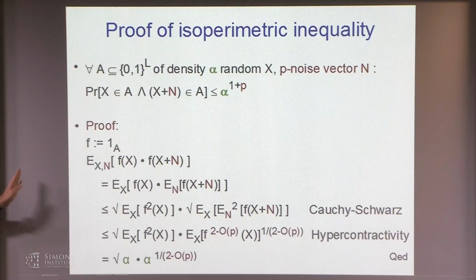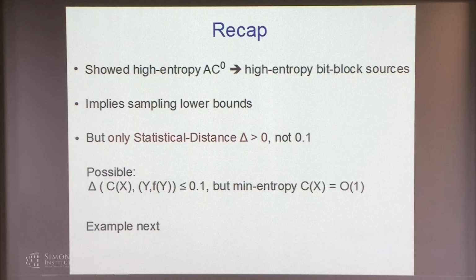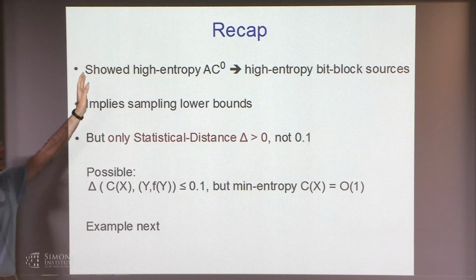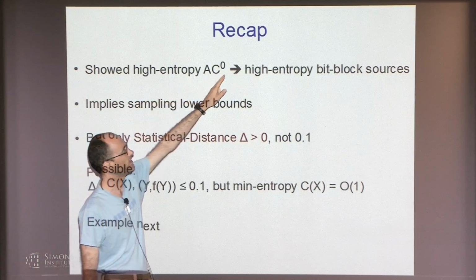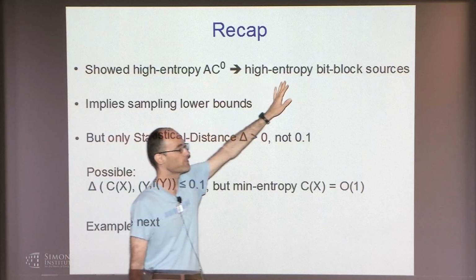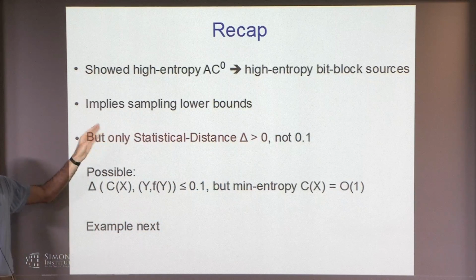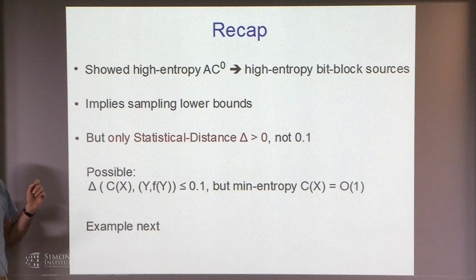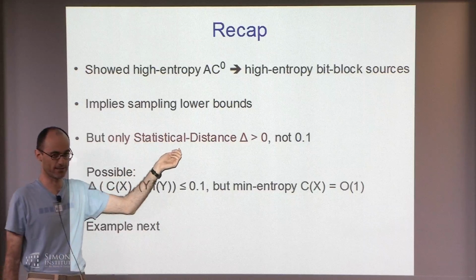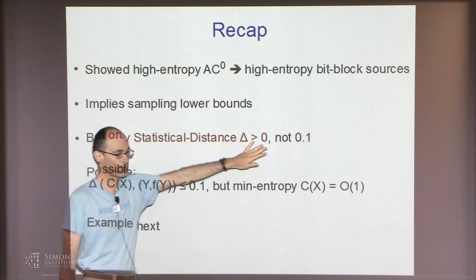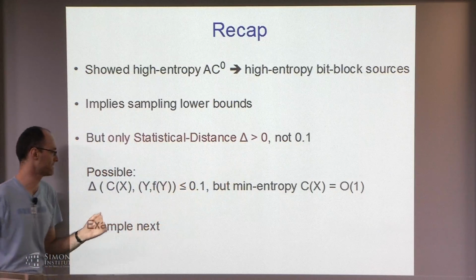So anyway, I think it's useful to see these things. Okay. Right. So here's a recap of where we are. We show that high entropy zero sources become high entropy bit block sources. This implies sampling over bounds. But they only give statistical distance non-zero. They don't even give you constant statistical distance.